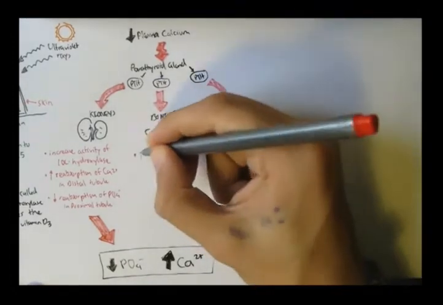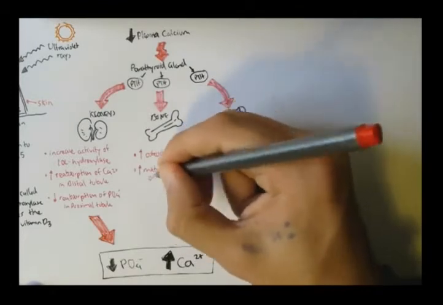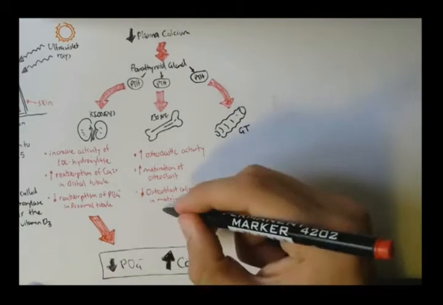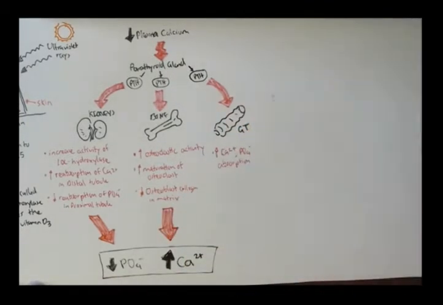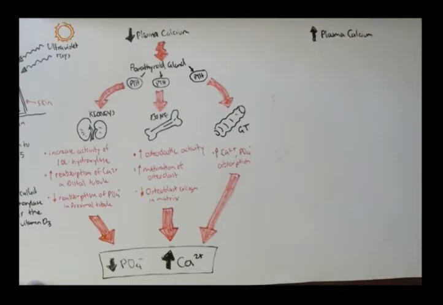Now, parathyroid hormone affecting the bone will cause an increase in osteoclastic activity and an increase in maturation of osteoclasts, but a decrease in osteoblast collagen in the matrix, which will essentially again decrease phosphate and increase calcium concentration. In the gastrointestinal tract, it will increase both calcium and phosphate absorption.